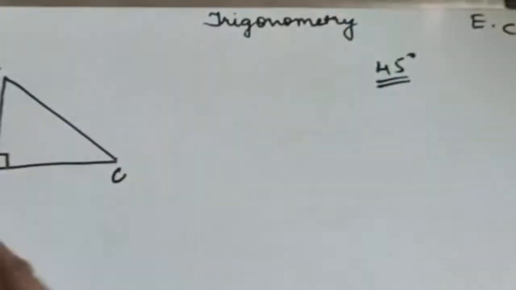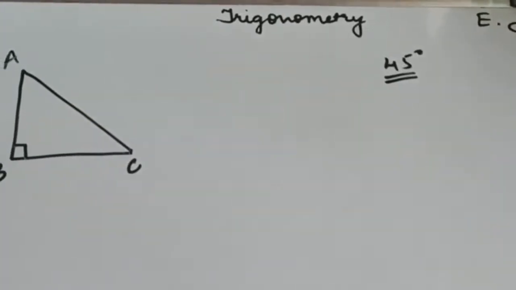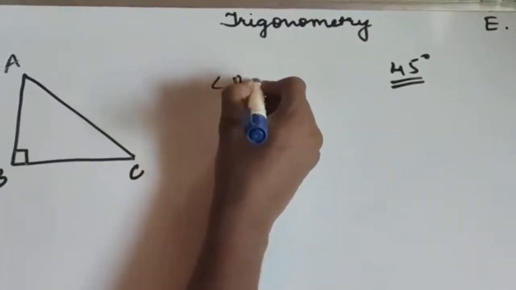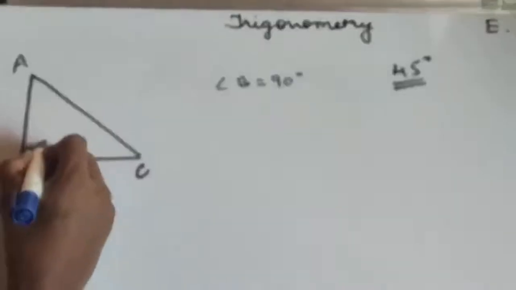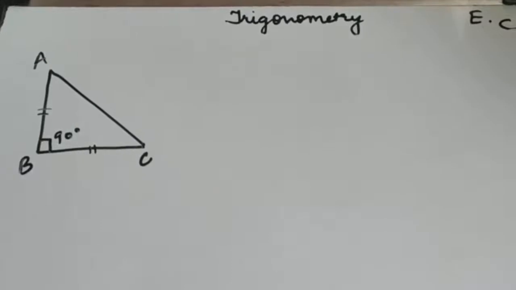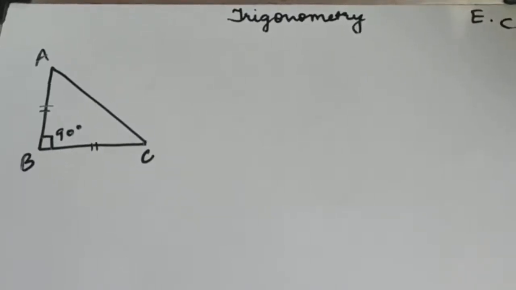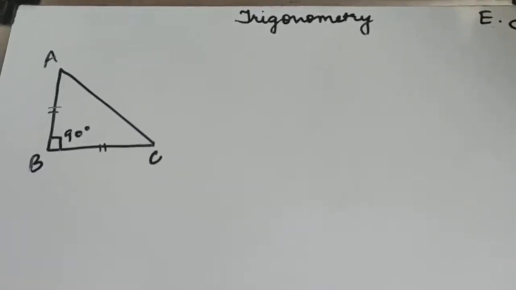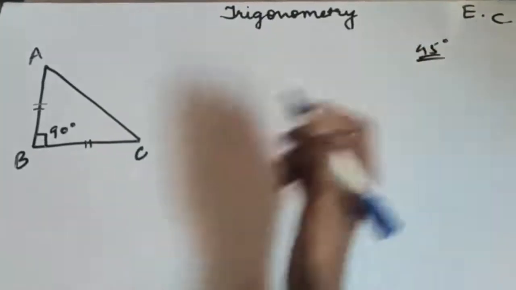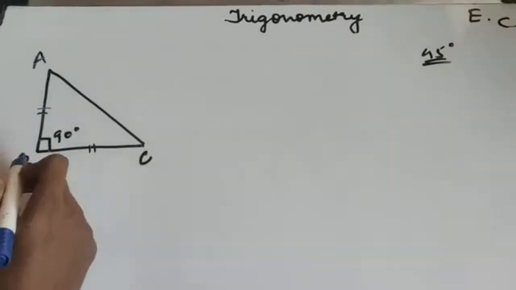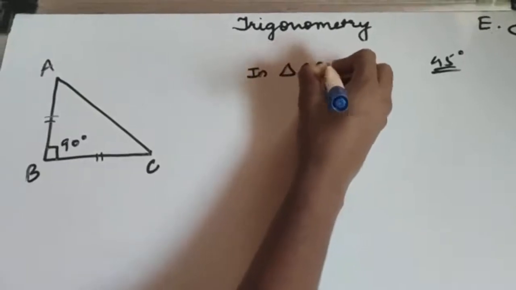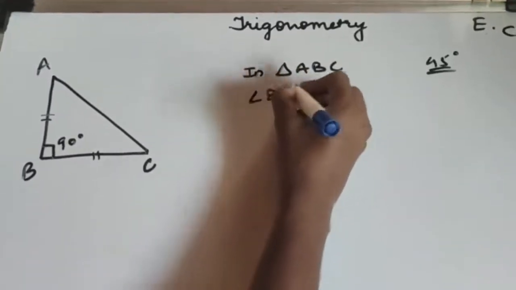So here is the right angle triangle ABC. In this right angle triangle, angle B is 90 degree. Sorry, I forgot to write it down. We will find the values at different angles, that is 0 degree, 30 degree, 45 degree, 60 degree and 90 degree, but first of all, we'll derive the values at 45 degree. So let's start. In this triangle ABC, angle B is 90 degree, you all know that.